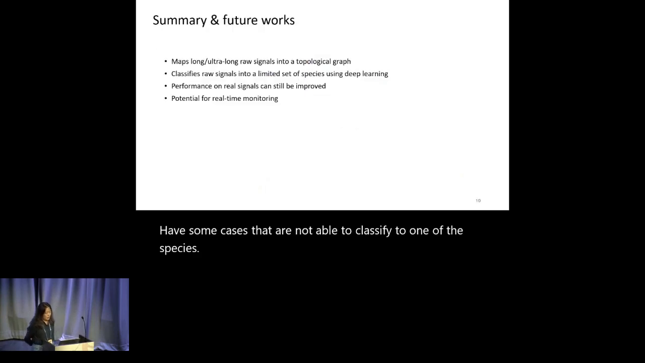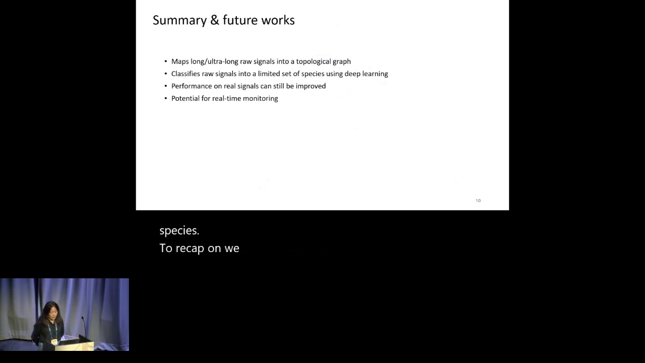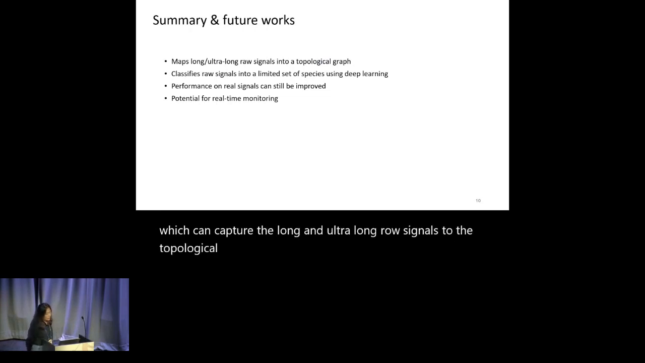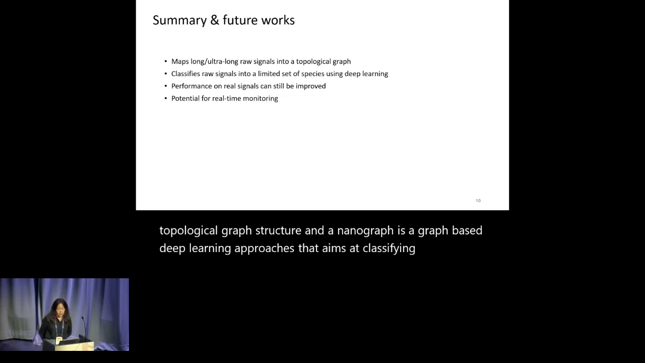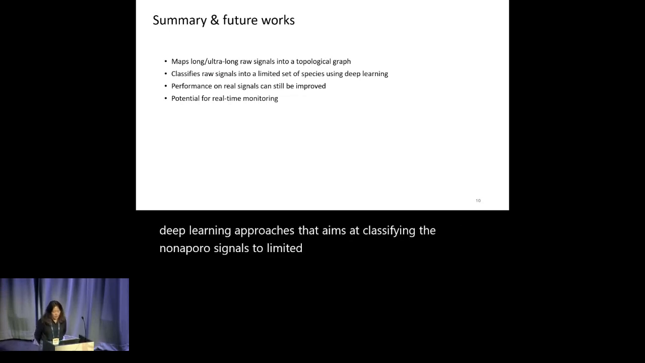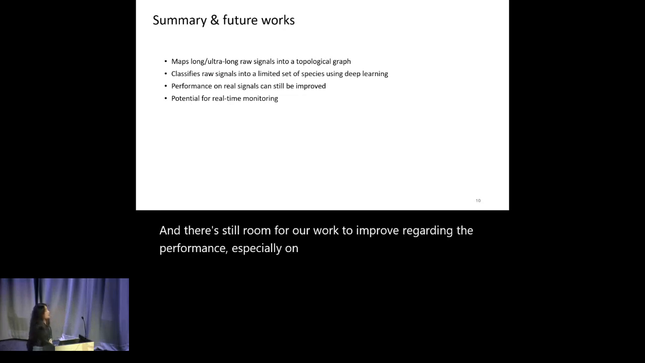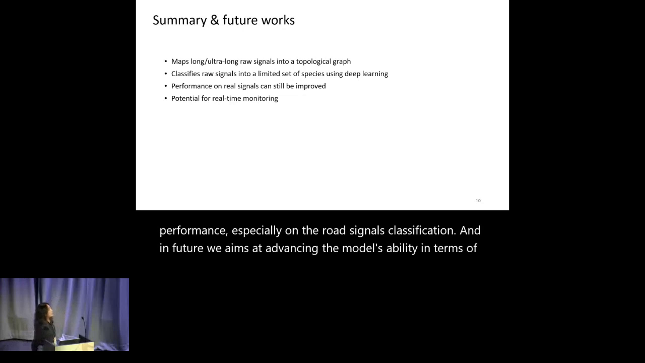To recap, we introduce a new data processing method which can capture long and ultra-long raw signals in a topological graph structure. NanoGraph is a graph-based deep learning approach that aims at classifying nanopore raw signals to limited species. There is still room for our work to improve regarding the performance, especially on the raw signal classification. In future, we aim at advancing the model's ability in terms of real-time operation.